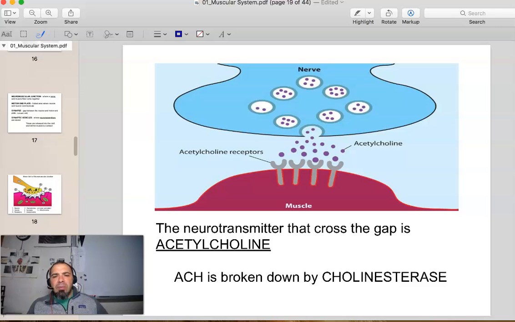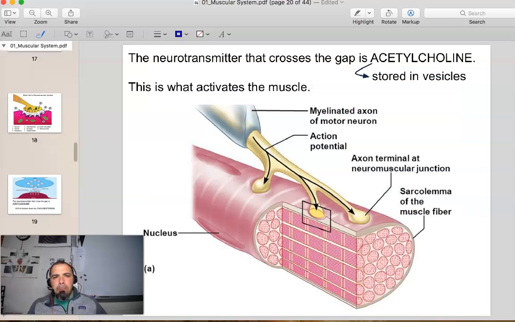And so the neurotransmitter that crosses the gap is acetylcholine. Acetylcholine is broken down by cholinesterase, which is an enzyme. We know it's an enzyme because it ends in ASE. And so there are often types of disorders where the acetylcholine is not broken down and just causes that muscle to constantly contract. Again, the neurotransmitter that crosses the gap is acetylcholine, and this is what activates the muscle.